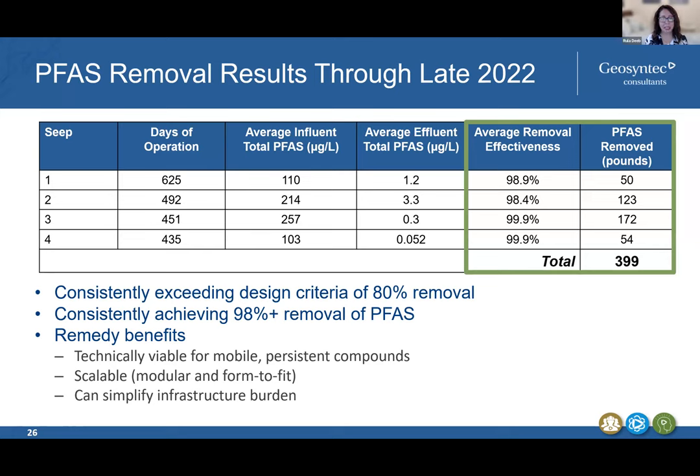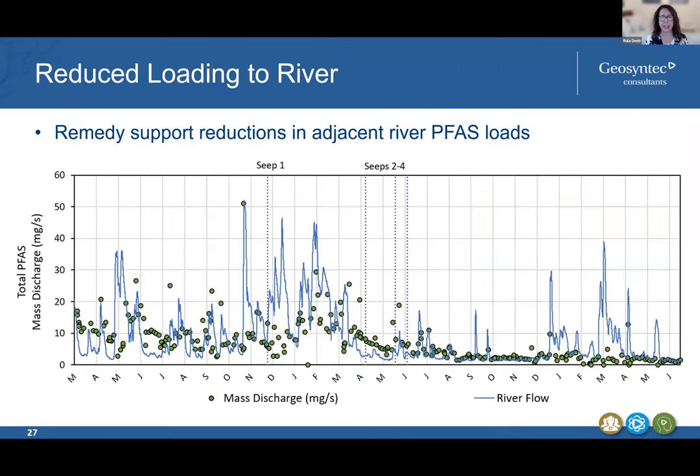So this is a really scalable technology in terms of you could do a form-to-fit type solution for the site. Of course, you have to have gravity working for you if you want to implement it, but really effective, sort of a little bit out of the box implementation of a conventional treatment technology.